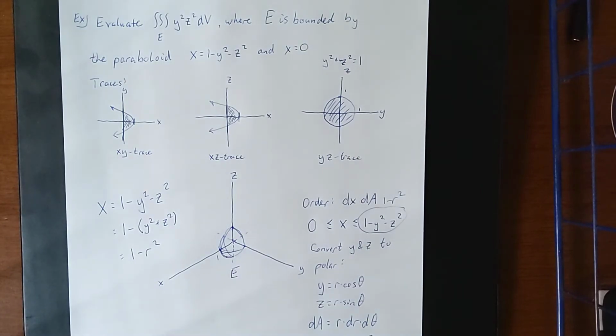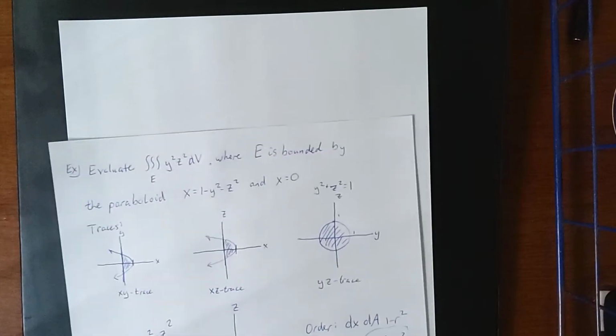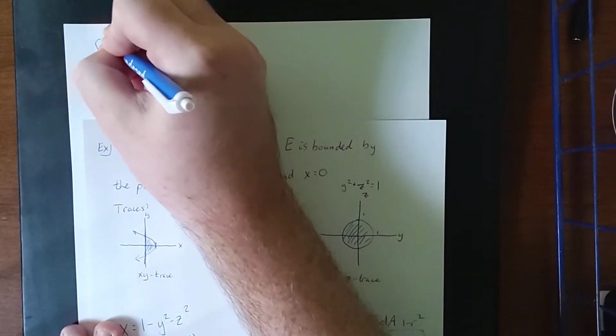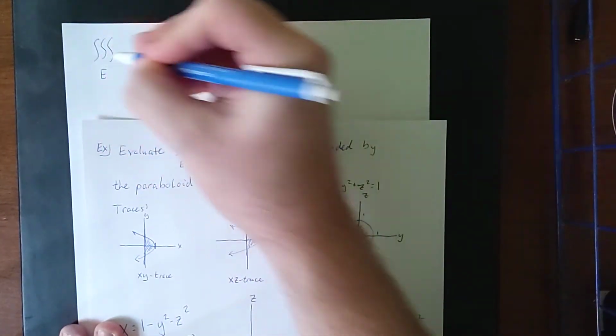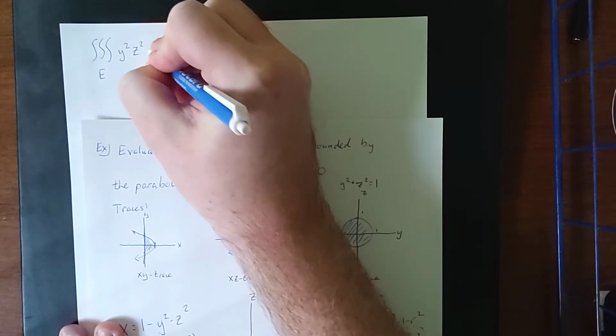So I want to bear all of these things in mind as I set up what our triple integral is going to look like. So I'm going to recopy this triple integral on our next page. It'll be the triple integral over the solid E of y squared z squared dV.